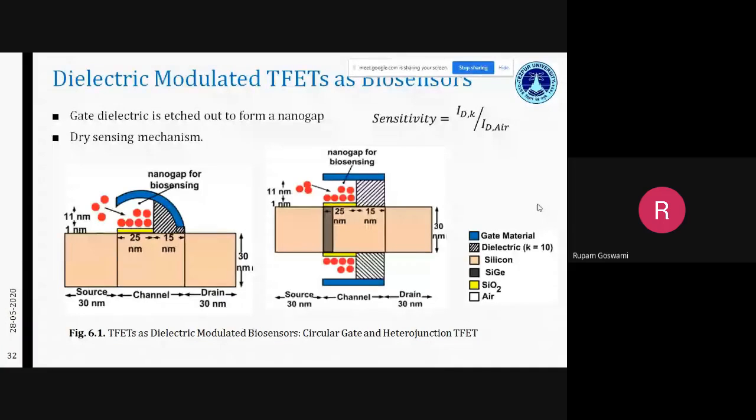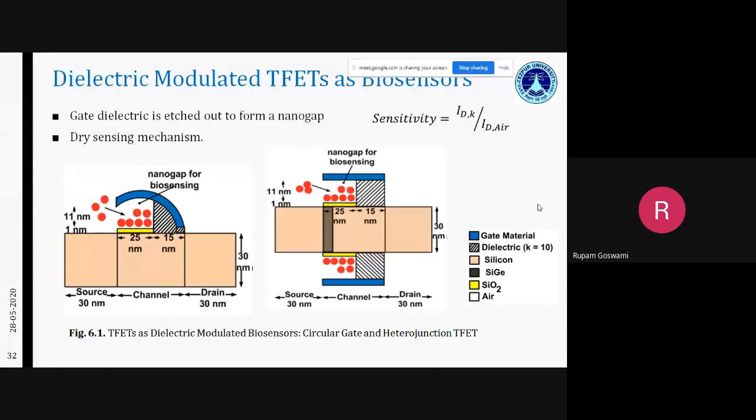So what you see in dielectric modulated, as the term suggests, the gate dielectric is etched out in one of the portions, and in that particular nano gap, we can incorporate the biomolecules. Now this work was entirely done on simulation, and we obviously used calibrated simulation, and the charge values for the different biomolecules and the dielectric constants were picked up from valid sources, which actually corresponded to those dielectric constants and those charges.